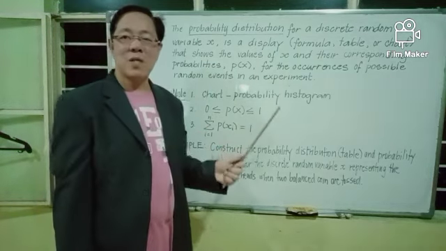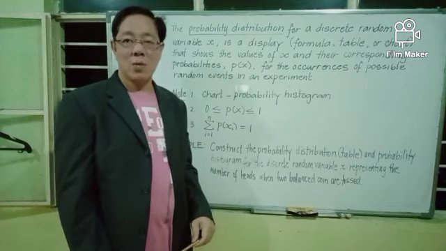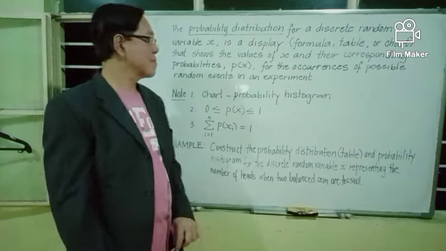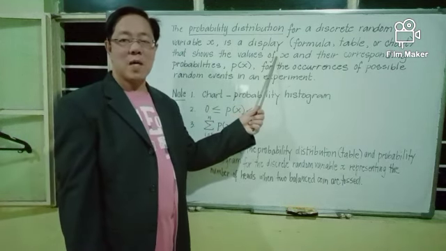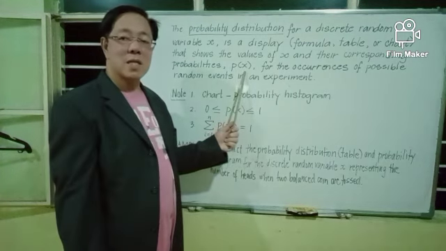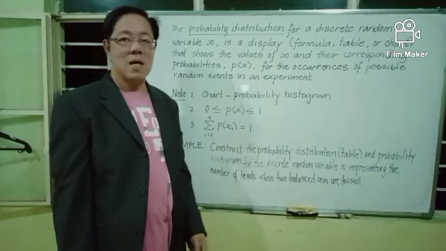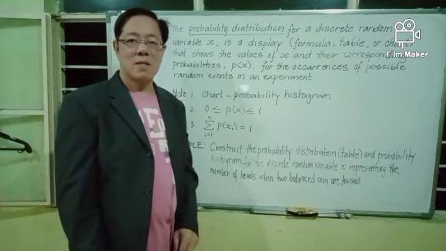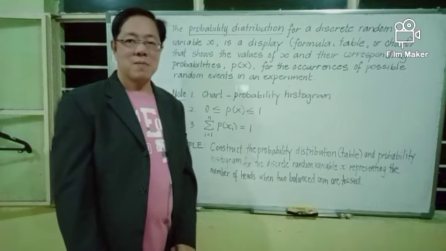And when we say random events in an experiment, these events have equal chances of occurring in an experiment. And for each value of the discrete random variable x, there is a corresponding probability denoted by p of x that represents the chances or probability that value of x corresponding to an event in an experiment will occur.